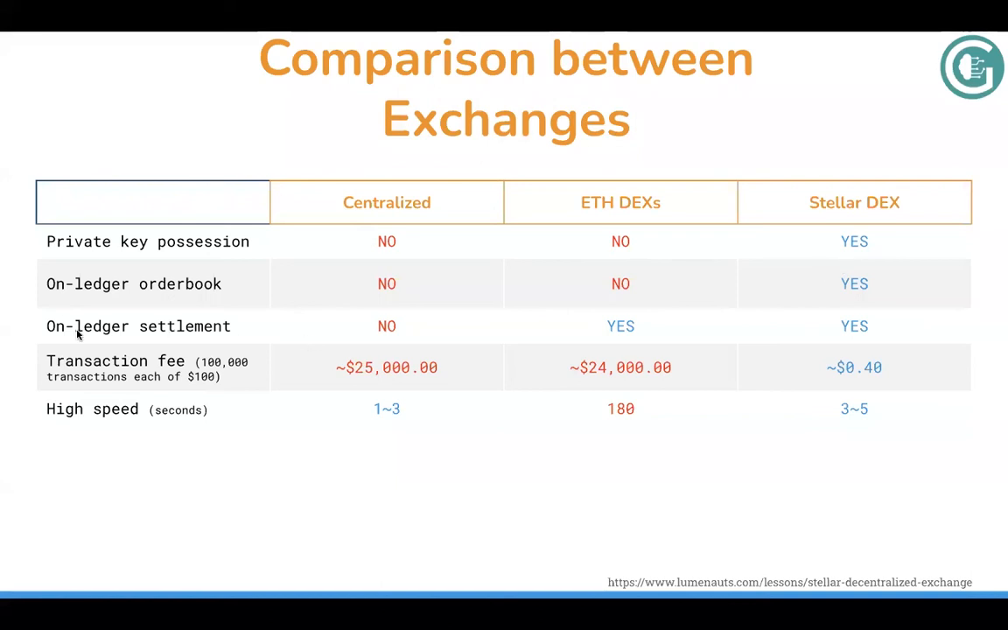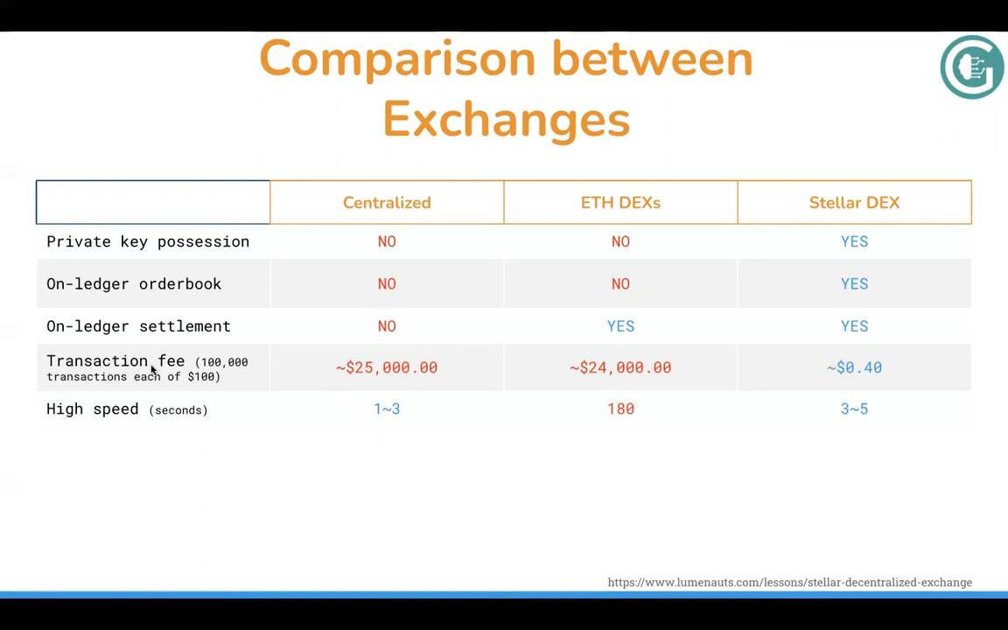Next one is, where does the settlement happen? When you create a transaction, does the balance, asset, or fund actually swap from account A to account B in the blockchain, on ledger? For a centralized ecosystem, I think at this point you already know the answer is no, because your private key is in central servers. So obviously on ledger cannot happen here. For Ethereum DEXs, yes. And for a Stellar decentralized exchange, it's also yes.